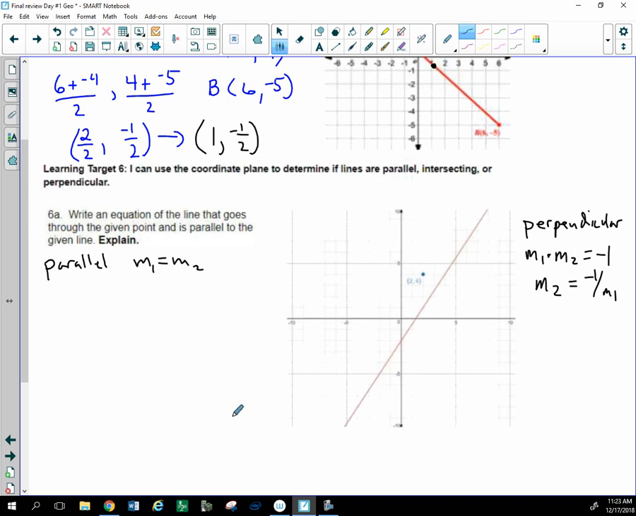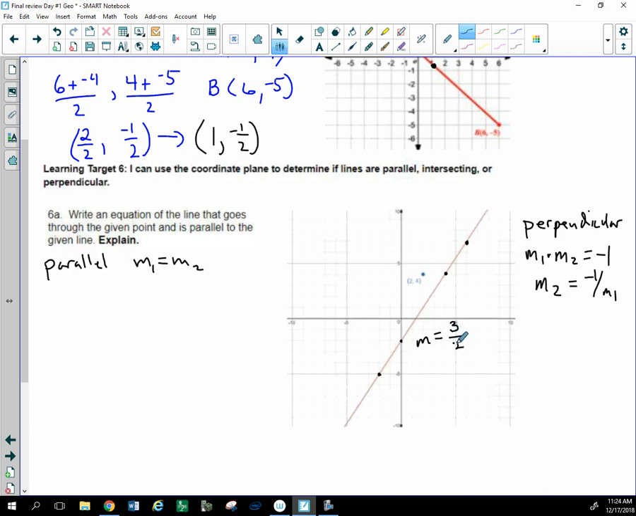But in this case, we're looking for parallel, so we just need to find the slope of this line. If I do a little counting, I'll pick some places where it crosses. This looks like a good spot. If I go up 3 and over 2, I run into another spot. Let's check and make sure that works. That looks pretty good. I'm happy with that slope. So the slope of that line is up 3 over 2.